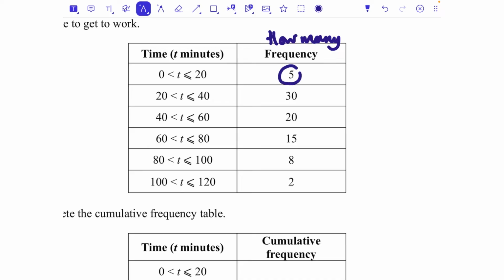And we've got 5 people that take between 0 and 20 minutes to get to work. So we don't know how long it takes them. It might take them 2 minutes. It might take them 19 minutes, might take them 20 minutes. We don't know. And the equal to at this end means that this can equal 20. And then as soon as you go over 20, you're in the next category. Okay, so that's 5 people that take between 0 and 20 minutes, but I don't know exactly how long it takes them. We've got 30 people that take between 20 and 40 minutes.